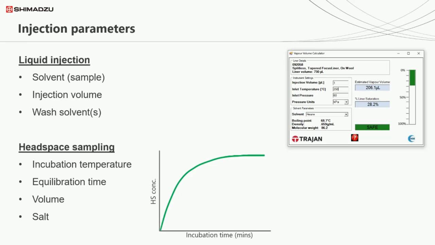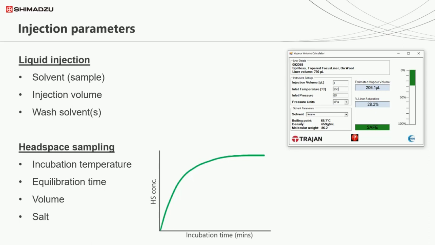It's important that the equilibration time is sufficient for the sample to reach equilibrium, even if you're not looking for low-level concentrations. Not being at equilibrium will impact the reproducibility between injections. Experiment with different times as part of your development.